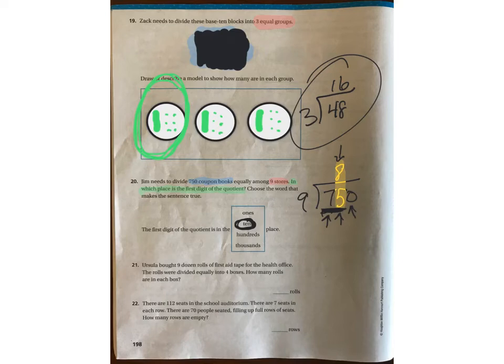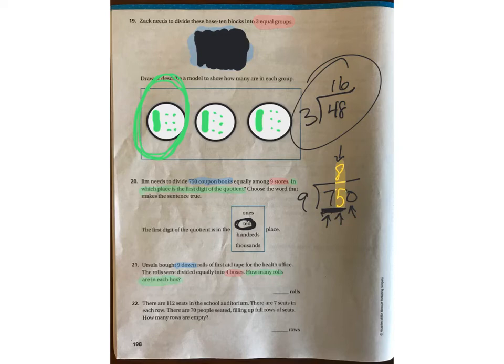All right, 2 more to go. Let's push through. Ursula bought 9 dozen rolls of first aid tape for the health office. It's very nice of her. The rolls were divided equally into 4 boxes. How many rolls are in each box? So this is one of our multi-step division problems. So to start off, we need to figure out how many rolls of first aid tape. Let's highlight. In blue is our dividend, which is 9 dozen. More to come on that. Our divisor, 4 boxes. And then our quotient is going to be how many rolls are in each box.